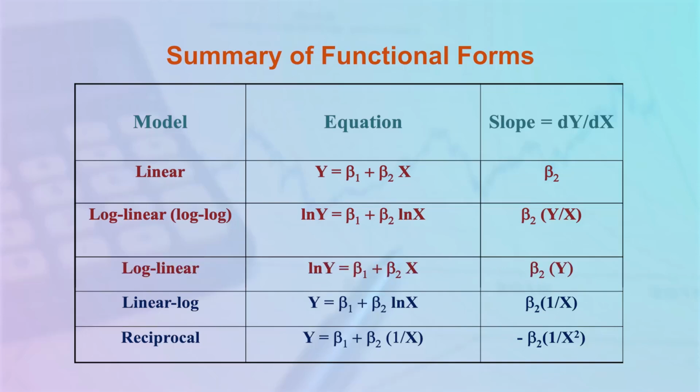Then we have the semi-log forms, that is, either y is in log and x is not in log form. One of the variables is in log form, either dependent or independent. Accordingly, the name of the function changes. If it is log linear, then the dependent is in log. If it is linear log, the independent is in log. So this is important regarding the naming of the functional form, log linear and linear log. And finally, we have the reciprocal model where x is taken up in the reciprocal form.